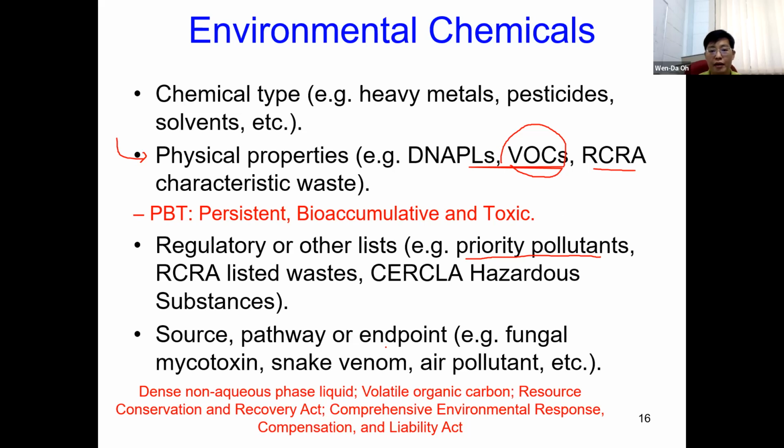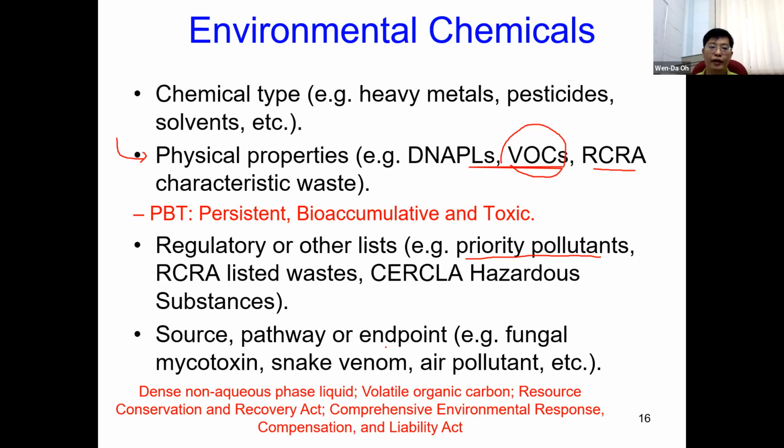Or sometimes we use endpoint for classification. Okay, endpoint means the effects, the final effects that can be induced by the pollutant. For instance, we talk about central nervous system damage. So we directly know that the chemicals belonging to this central nervous system damage will be like, for example, mercury, or maybe arsenic, right?